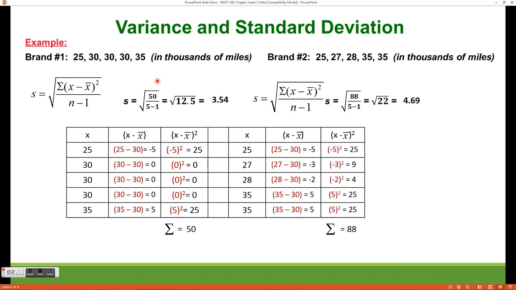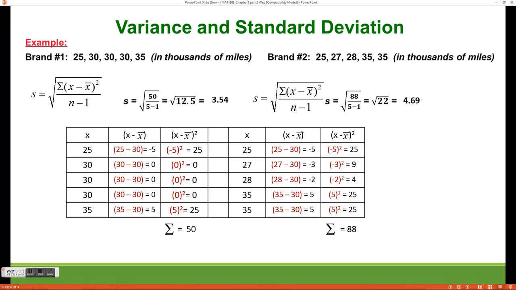The standard deviation of tire brand number 1 is the square root of 50 divided by 4. The denominator of this formula is n minus 1, and I used n equal to 5 because I have 5 data values. When I complete this calculation, I do 50 divided by 4, which gives me 12.5, and then I take the square root to give myself a standard deviation of 3.54.